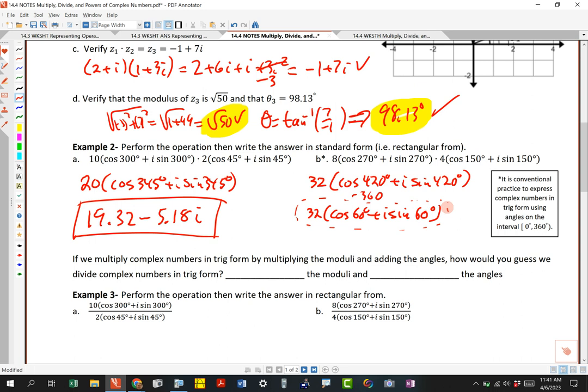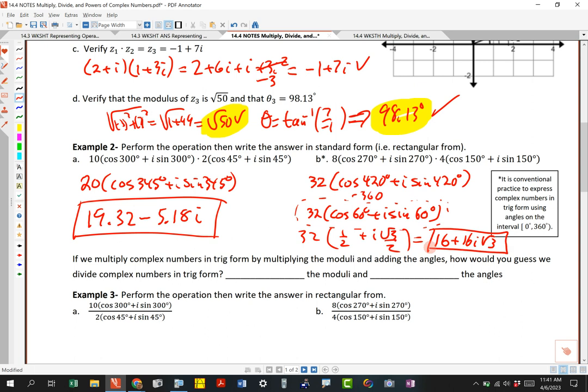But we can figure out these answers without using a calculator because the cosine of 60 degrees is 1/2, and the sine of 60 degrees is radical 3 over 2. So then I can multiply both of these by 32. And I end up with, correct me if I'm wrong, 16 plus 16i radical 3.